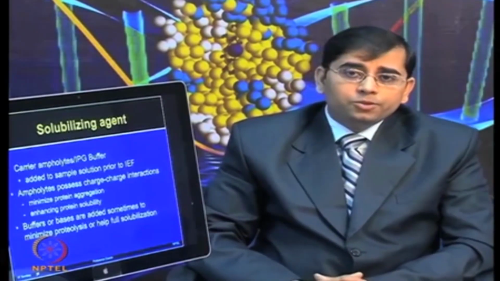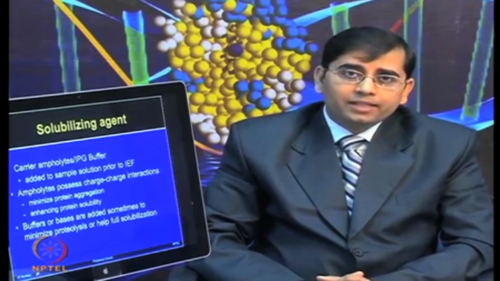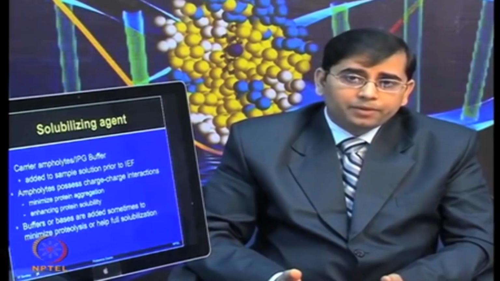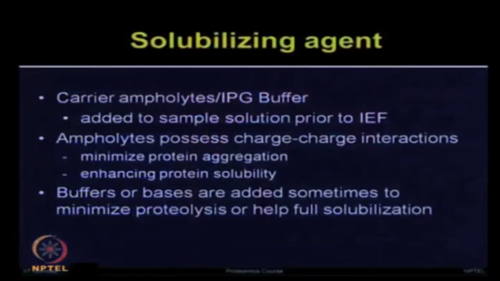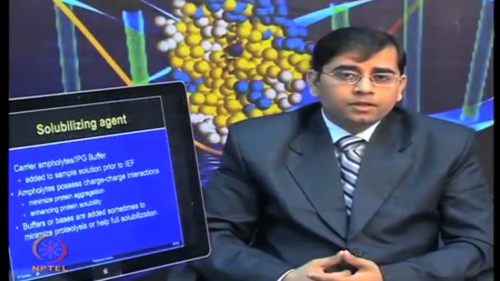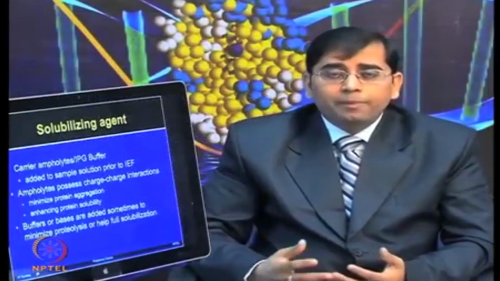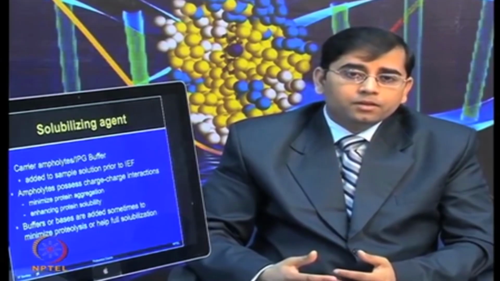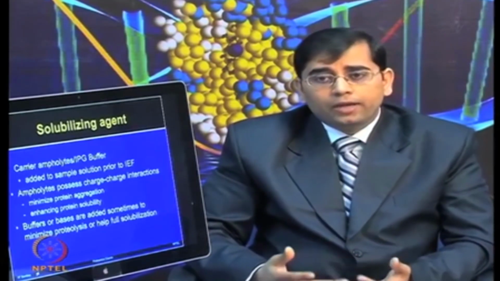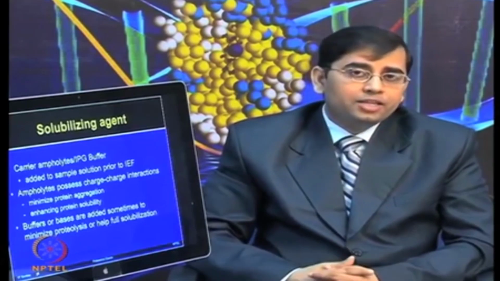If your aim is to perform isoelectric focusing from your samples, the solubilizing agent should include carrier ampholytes or immobilized pH gradient buffers. These are added to the sample solution prior to the isoelectric focusing step. Different buffers or bases are also added, which sometimes minimize proteolysis and also help in the complete solubilization of proteins.